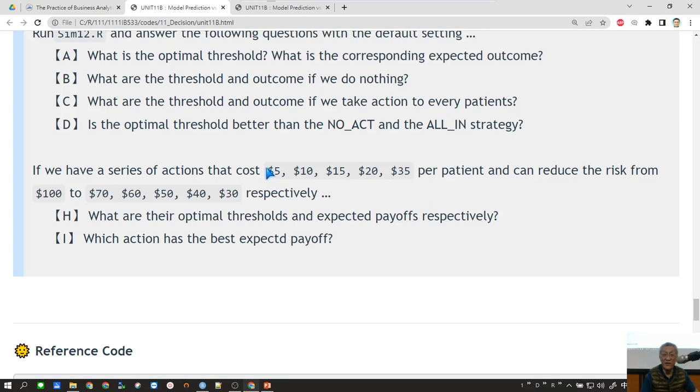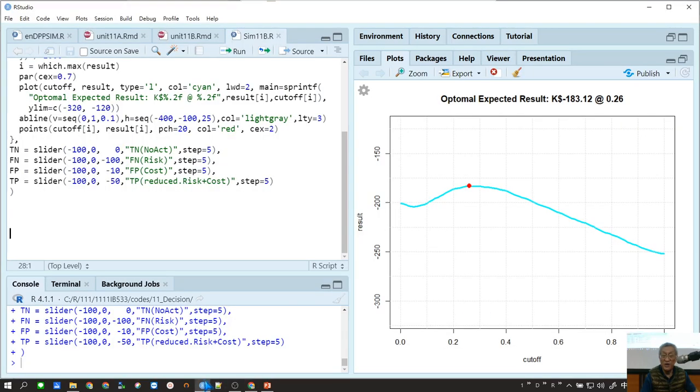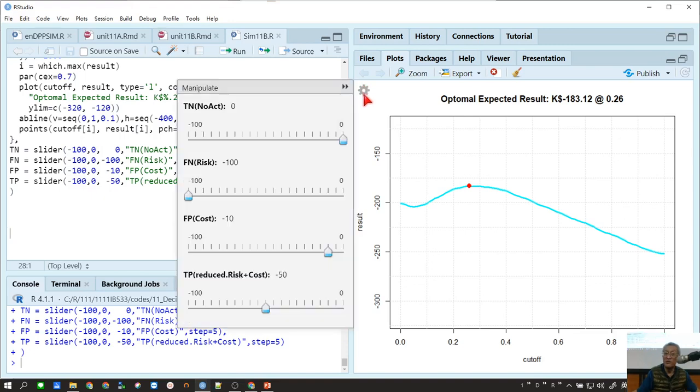And the first treatment costs $5 and it will reduce the risk from 100 to 70. Okay? And the second one costs $10 and reduces it to 60, and so on. So I want you to use the simulator to simulate each of these treatments. For example, the first treatment has a cost of 5, right? So this is the cost of 5, and it will reduce the risk from 100 down to 70, right?